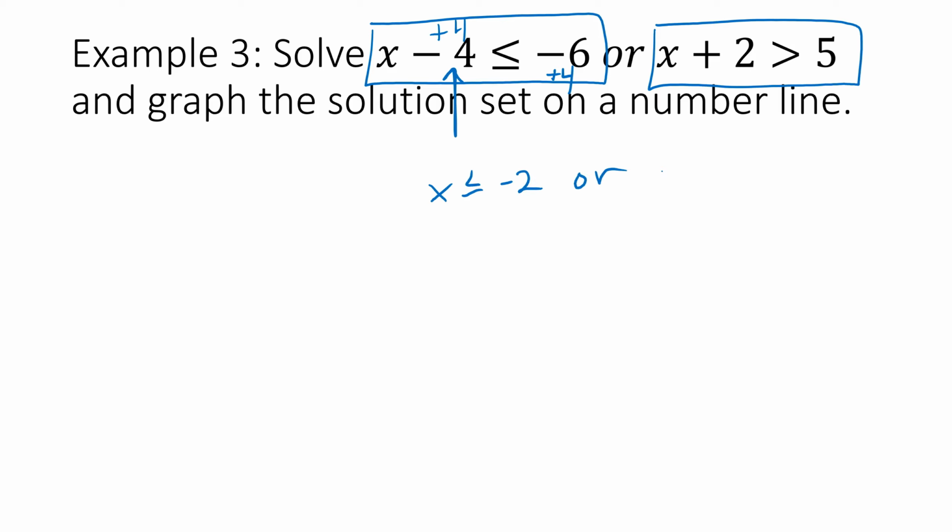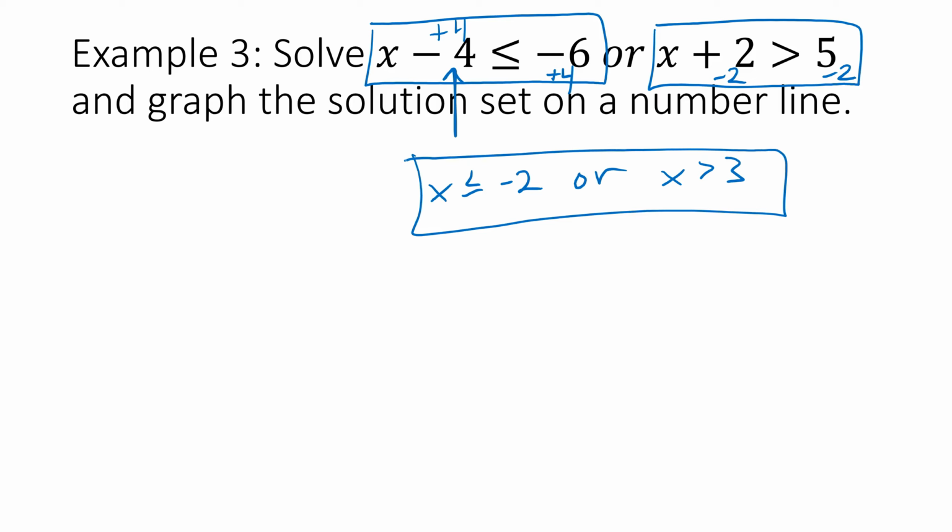Or, let's solve the other one. Over this one, I would need to subtract 2, so I have x is greater than 3. Now, that's my final answer. That was easy. Let's think about what this means for my solutions.